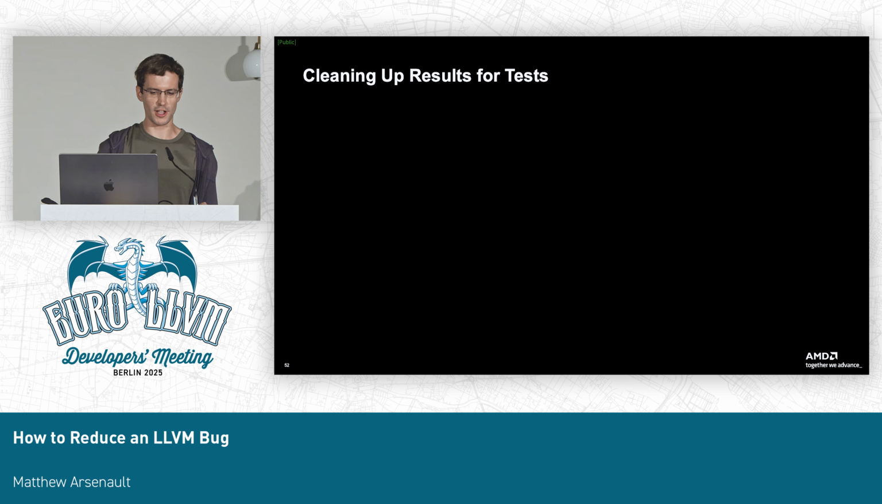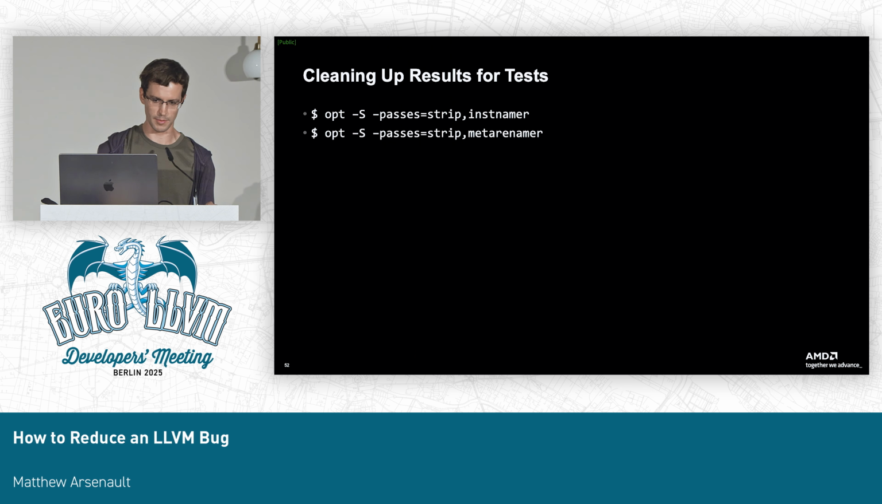And at the end of this process, you should commit this as a test case in your patch to fix the bug. So we have these other utility passes, which are strip, instnamer, and metarenamer. These can sanitize some of the names and get rid of some messiness.